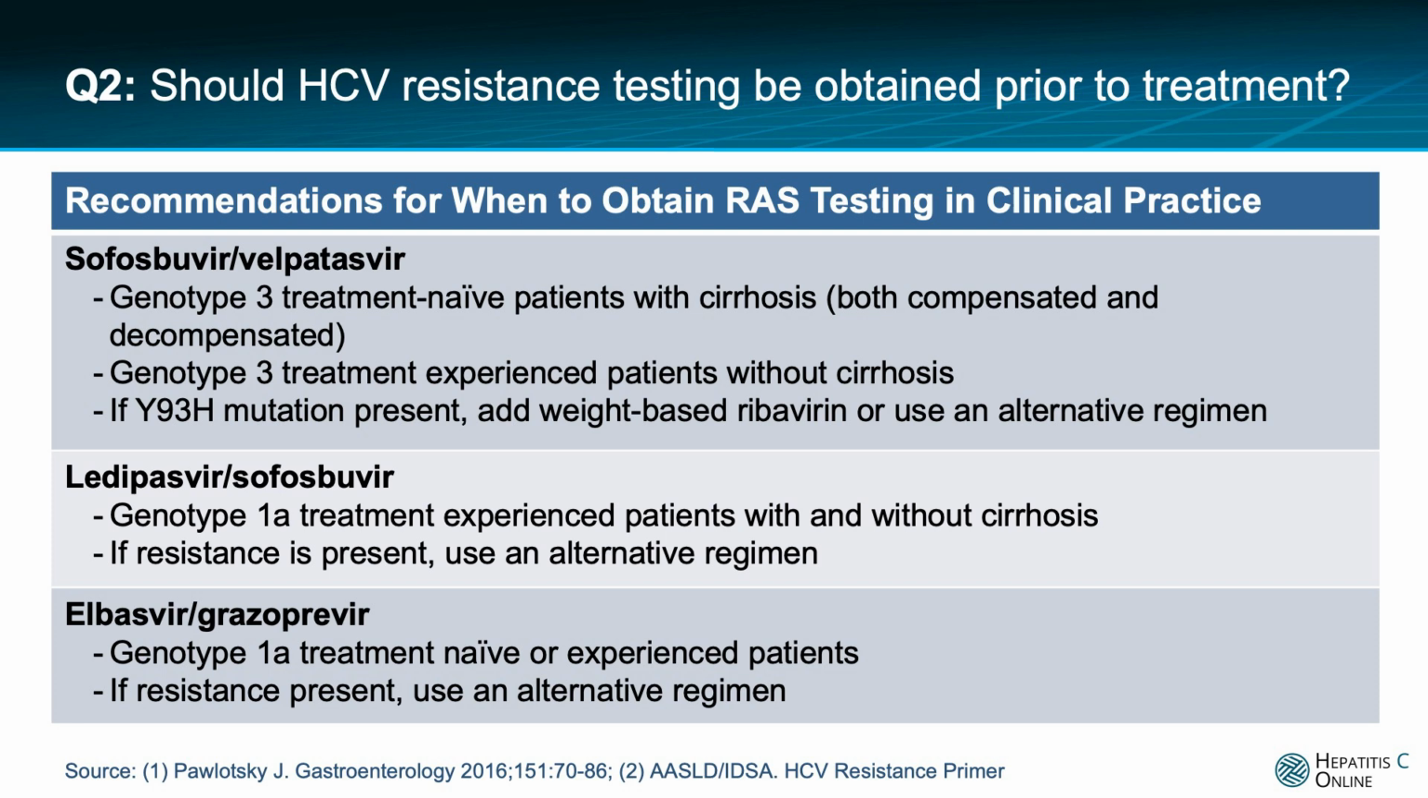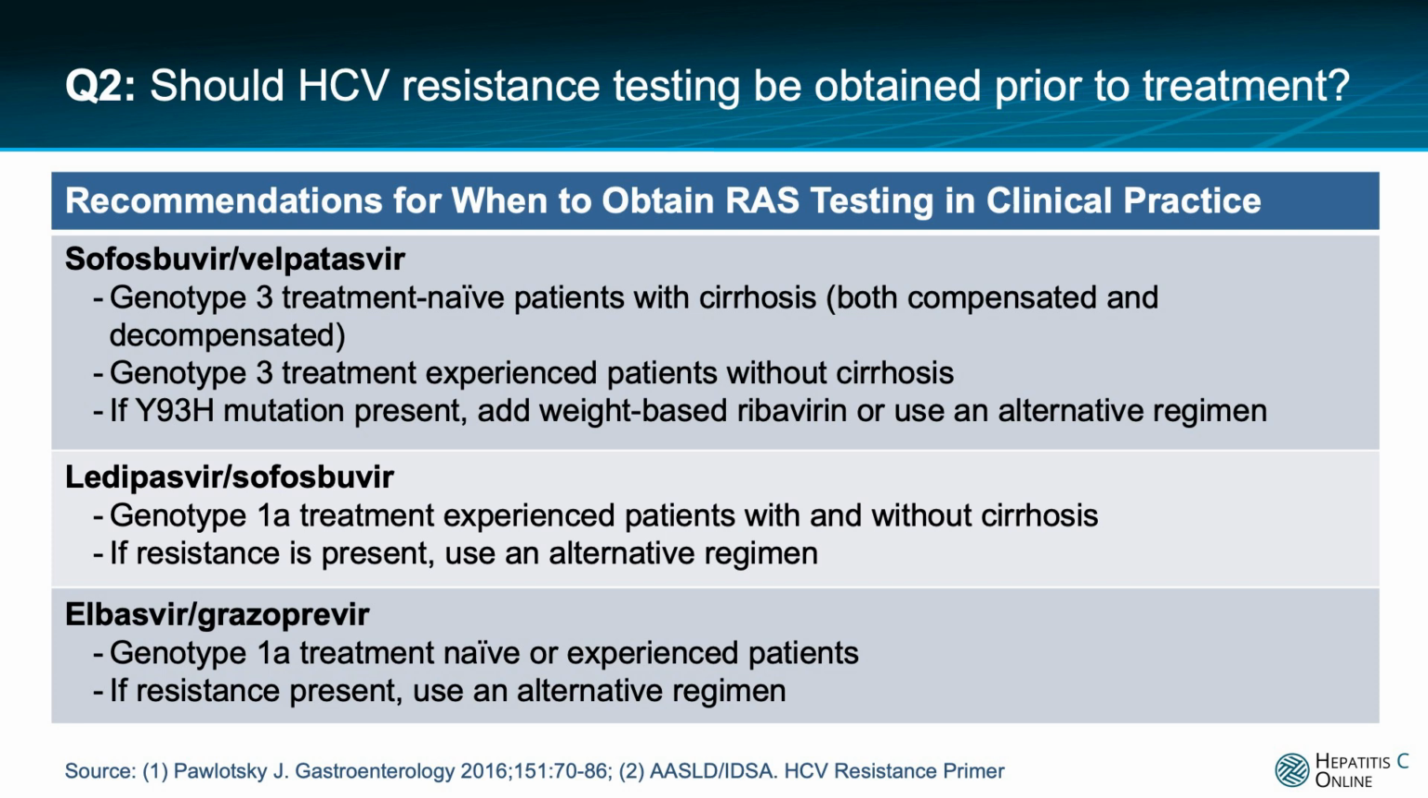This was most impactful in patients with cirrhosis and in those with prior interferon-based treatment, and subsequently led to the recommendations to obtain baseline NS5A resistance testing in genotype 3 treatment-naive patients with cirrhosis and genotype 3 treatment-experienced patients, mainly referring to interferon experience here, with and without cirrhosis prior to the use of sofosbuvir/velpatasvir.